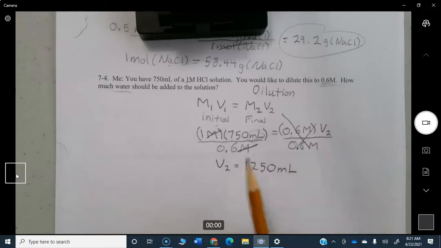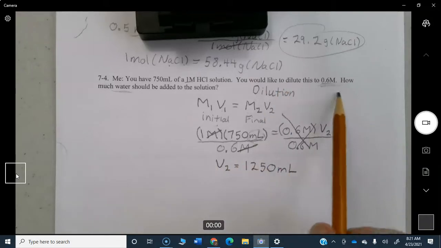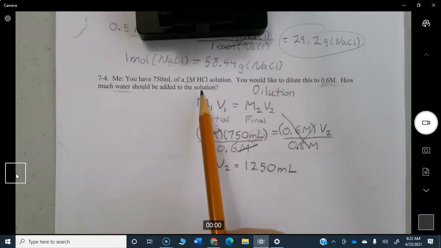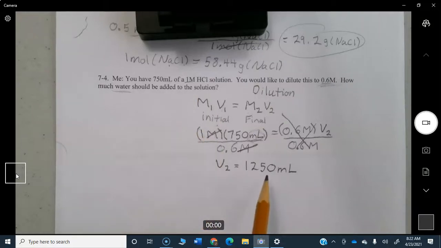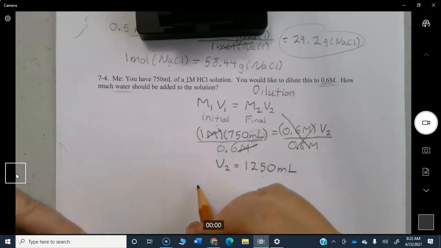Okay, so say, okay, good, I got my answer. V2 is 1250. That's not the answer. Be careful, you read the question carefully. How much water should be added to the solution? So your V2 was 1250. Your initial volume was 750. So the amount you added is the difference between those two.